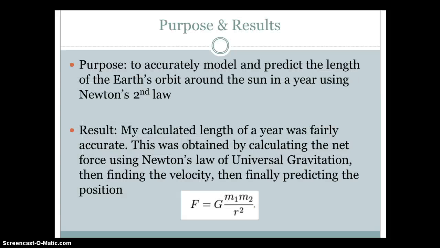This is Lab 5 for Physics 1. I chose to do something similar to the solar system suggestion WebAssign had. The purpose of my lab was to accurately model and predict the length of the Earth's orbit around the Sun in a year using Newton's second law. My result was that my calculated length of a year was fairly accurate because it was within 2 days of the actual length of a year.